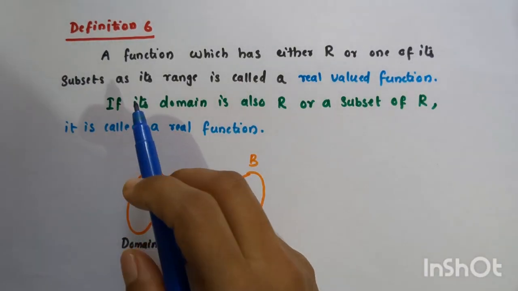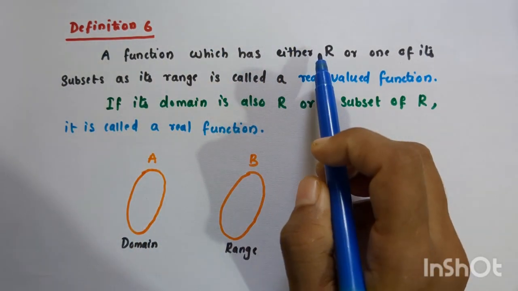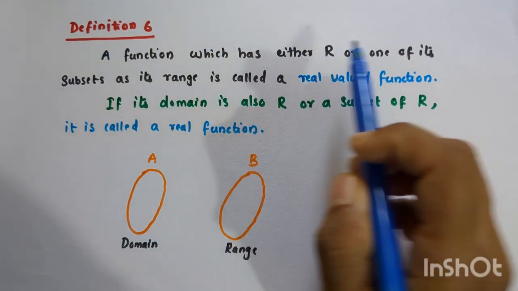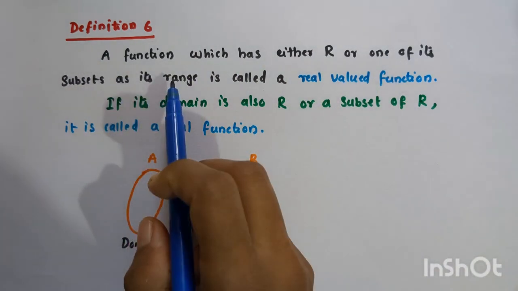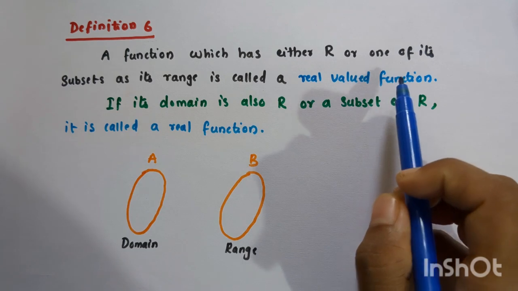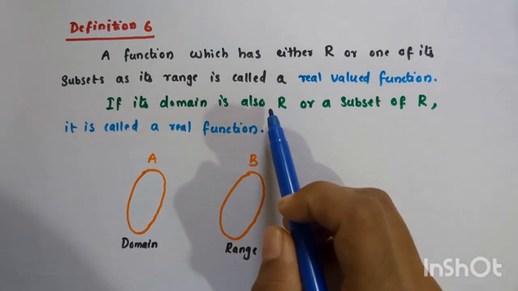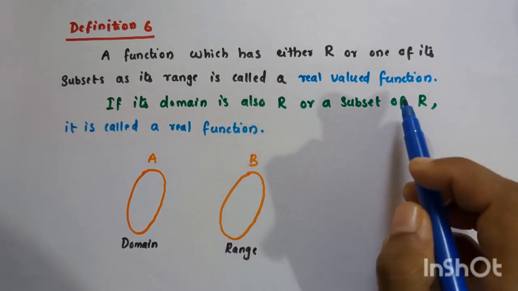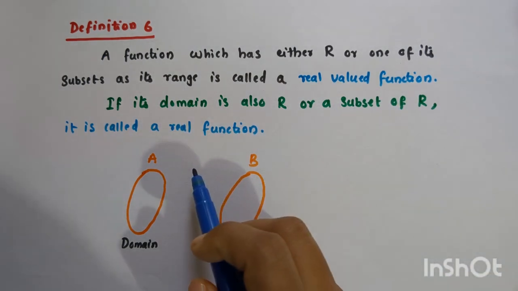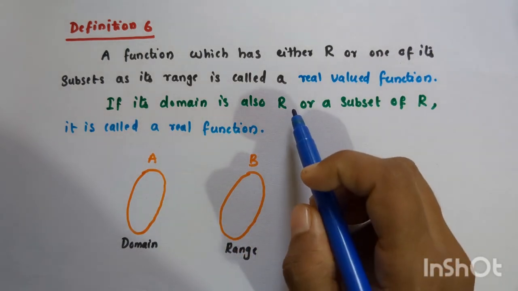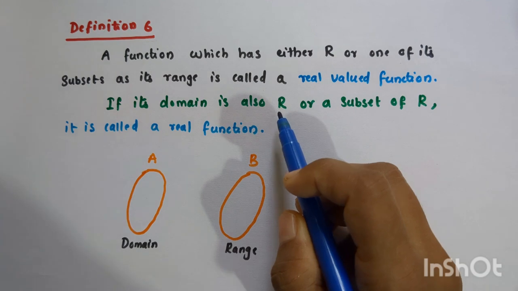Now let us consider another definition. A function which has either R, the set of real numbers, or one of its subsets as its range is called a real valued function. And if its domain is also the real number set or a subset of R, then that function is called a real function. Real numbers include natural numbers, rational numbers, irrational numbers, everything.